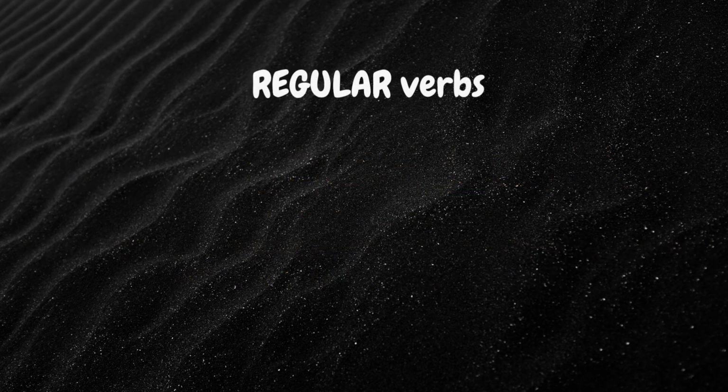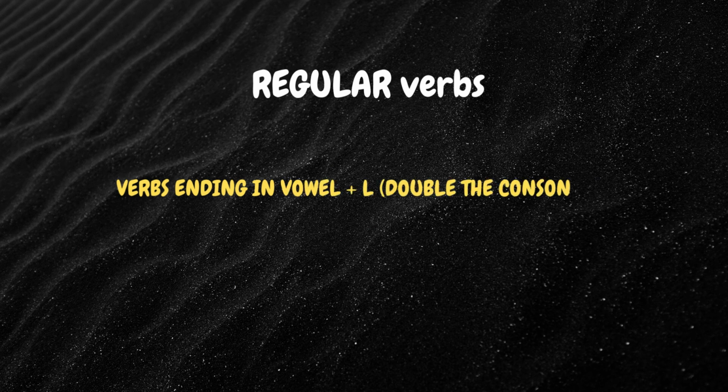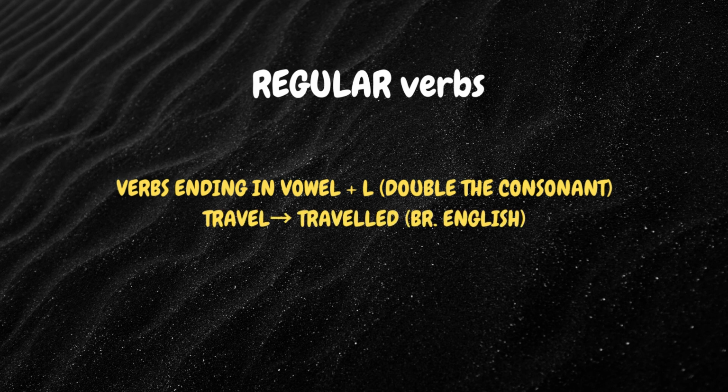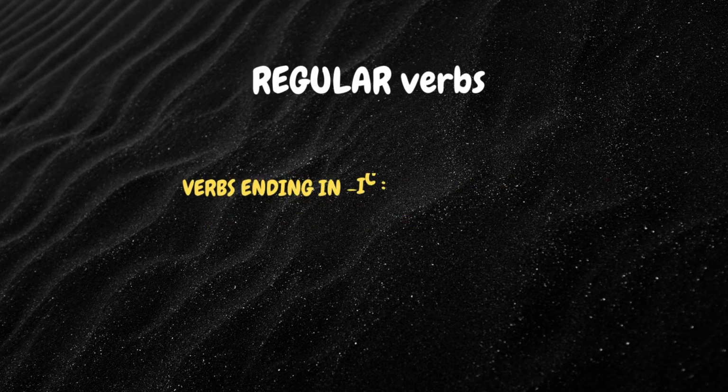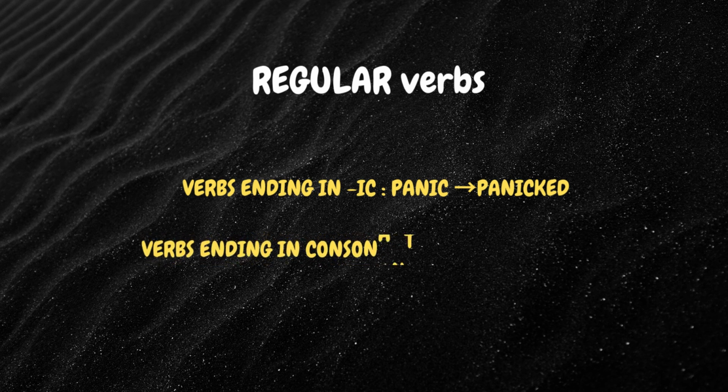Verbs ending in vowel plus l, they double the consonant. Travel, travelled. This is in British English, whereas in American English they don't double. Verbs ending in ic. Panic, panicked. Verbs ending in consonant plus y. Study, studied.